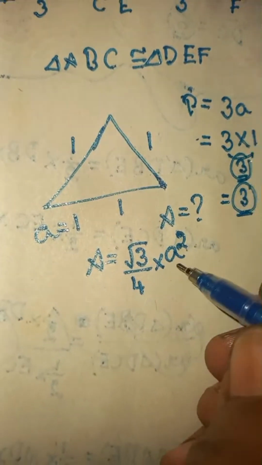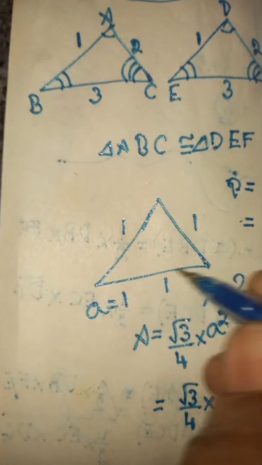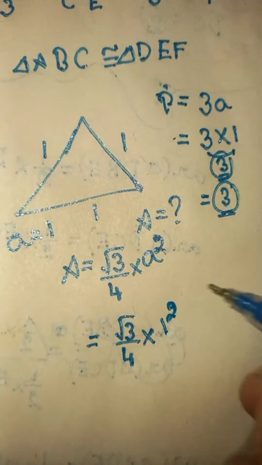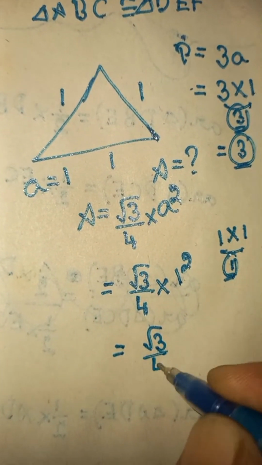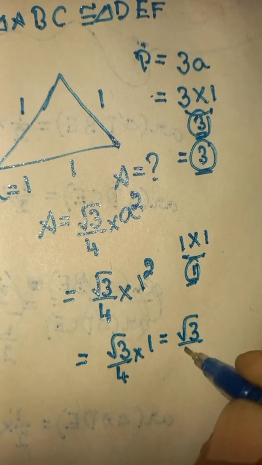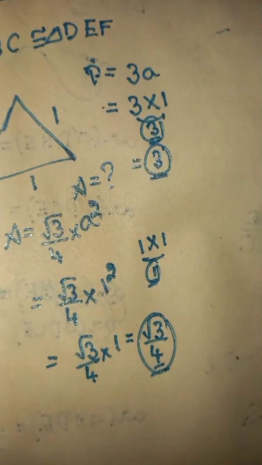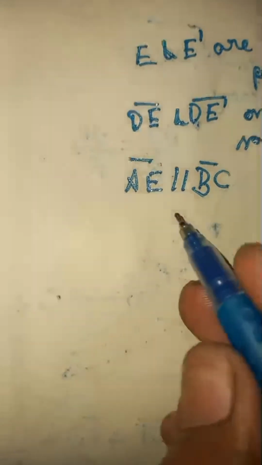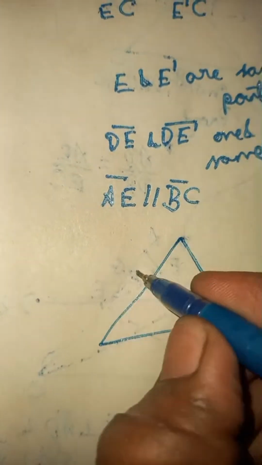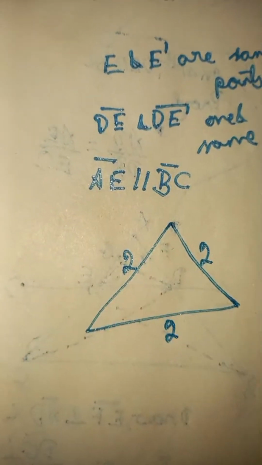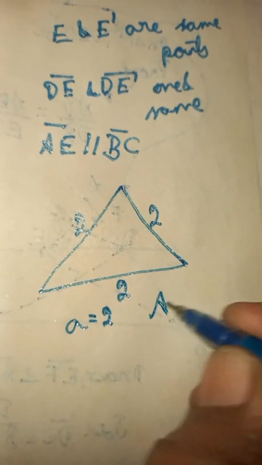Now the area is root 3 by 4 times a square. This becomes root 3 by 4 times 1 square, and 1 times 1 is 1. So root 3 by 4 square units is the area of this equilateral triangle. Let's take one more triangle. In this triangle, all sides are equal to 2 units. You need to find the area of this triangle.